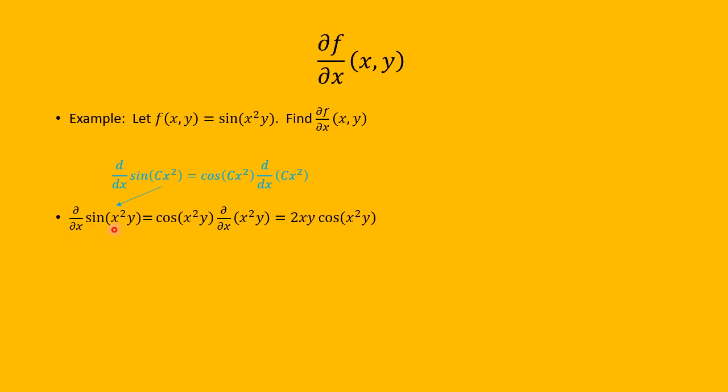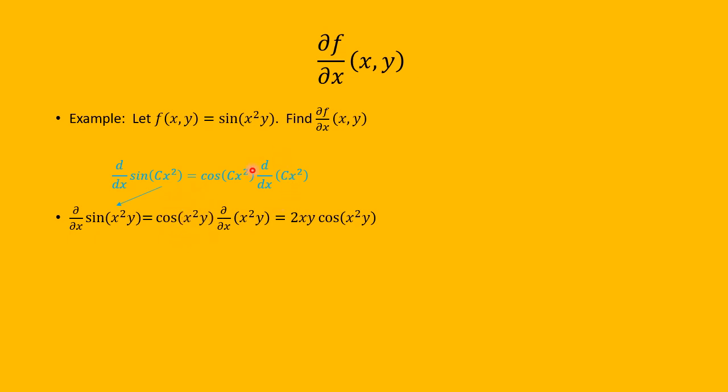Well, if we think of y as being a constant, then we would differentiate this exactly the same way as this Calc 1 problem, the derivative with respect to x of sine of a constant times x squared. That's equal to the cosine of that constant times x squared times the derivative with respect to x of that constant times x squared. So cosine of a constant times x squared in this case is cosine of x squared y.